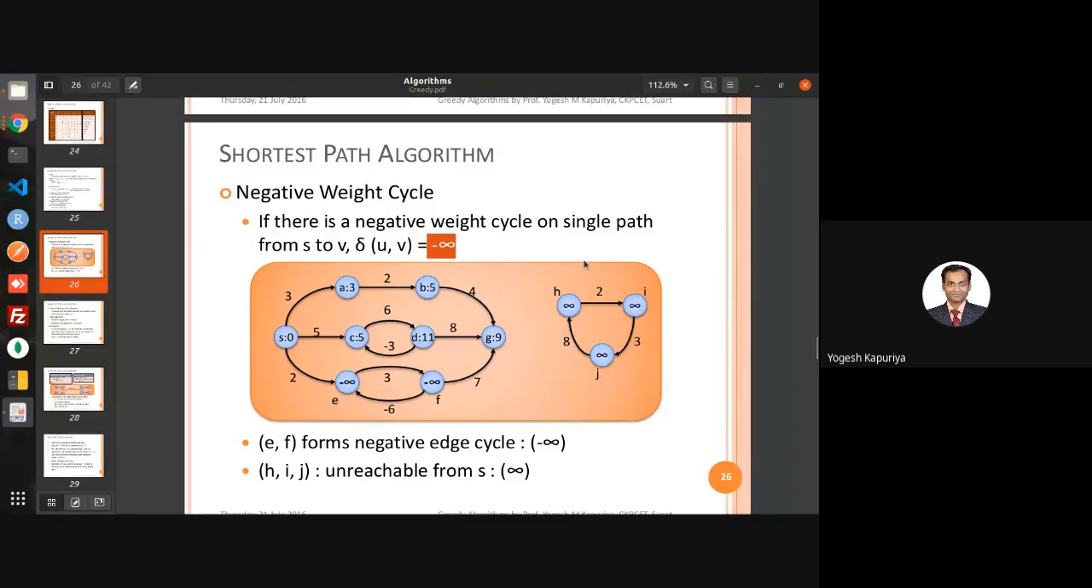So I hope you understood in which case it will be infinity and in which case it will be minus infinity. Minus infinity is basically a case of negative weight cycle. For all the vertices which are part of a negative weight cycle, the shortest path will be minus infinity. The reason for that, let us understand. Let us say you want to find out the shortest path between S to E, right?